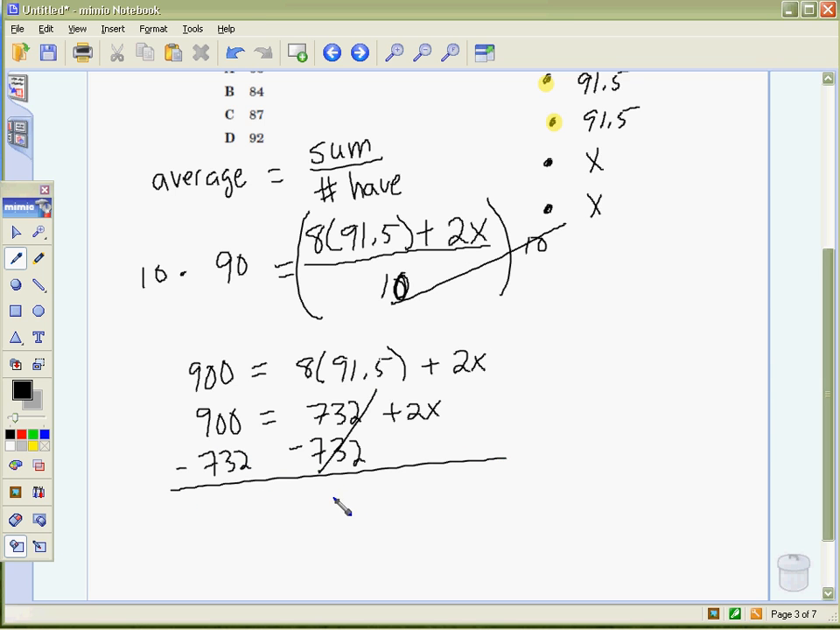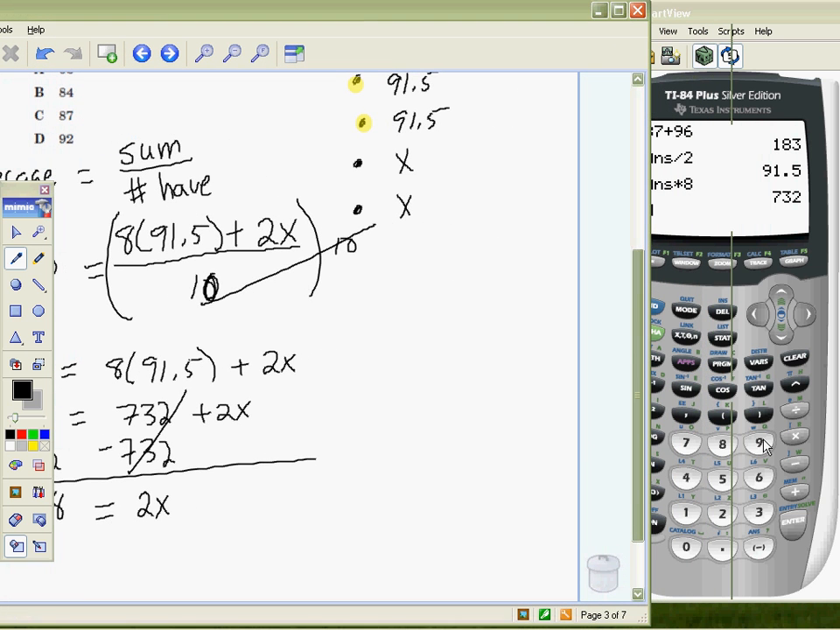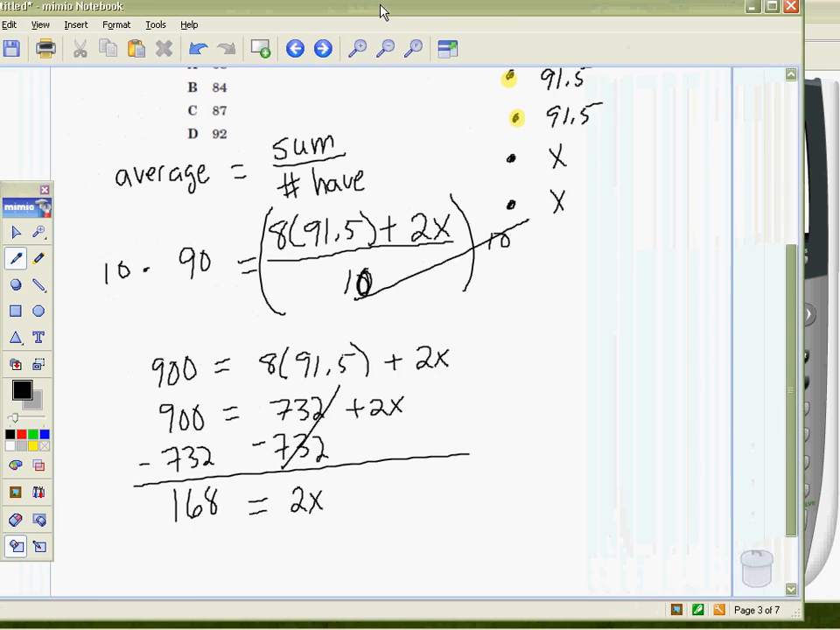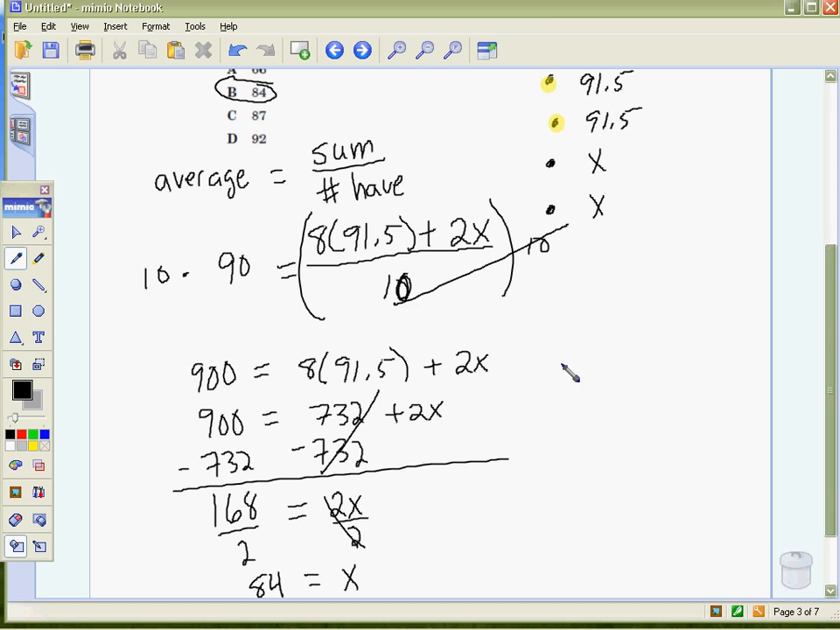This goes away. I'm left with 2x on the right side of the equal sign, and 900 minus 732 is 168. Let me double check my subtraction so I don't make a mistake. That's correct. Divide by 2. And I get that x is equal to 84. So that tells me that Anthony needs to score an 84, choice B, on his project in order to have a final average of 90.